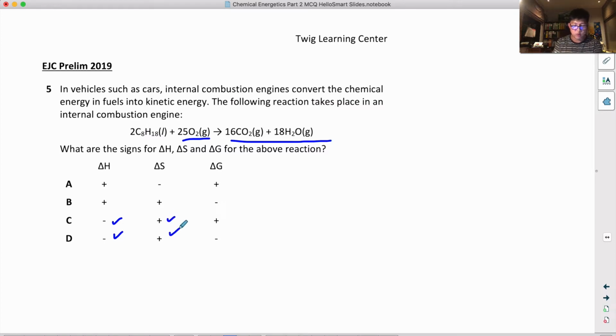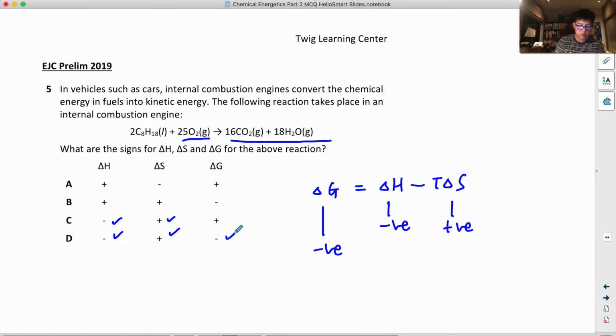Actually, I don't even have to do that. Change in G equals change in H minus T change in S. So change in H is negative, change in S is positive. This mix gives only one answer. Change in G must be negative. So the answer is D for number 5.